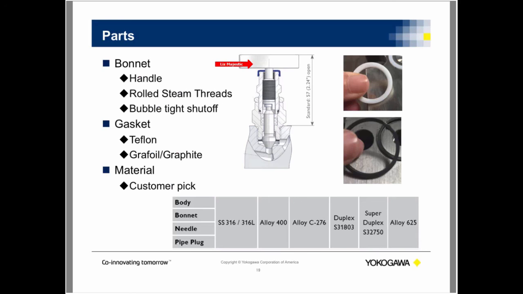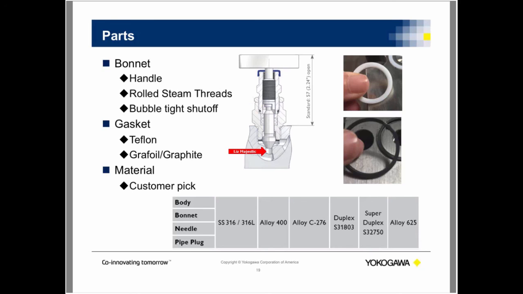Then you have the rolled stem threads. The good thing about rolled stem threads is it provides additional thread strength because the stem and bonnet threads are rolled and not cut. So that's always good. Now, underneath the rolled threads is your packing. I don't have that on there, but it is packing. The two most common ones to use are Teflon or graphite, which I do have this, but it's for the gasket. Then we'll talk about the spindle tip, which is good for your bubble-tight shutoff.